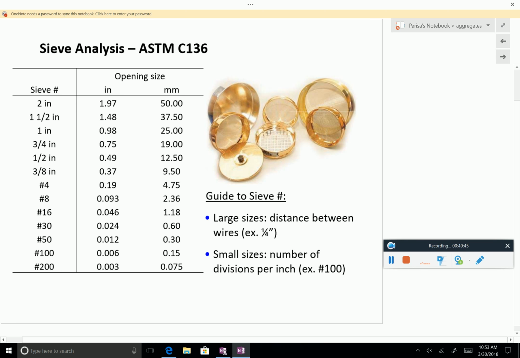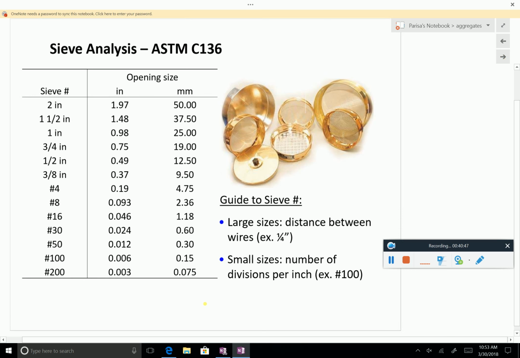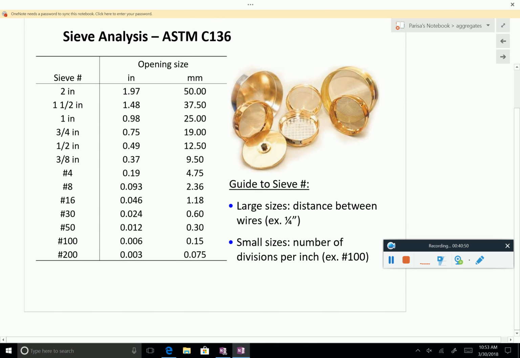And if you are taking soil mechanics, you have seen this before. You have sieve analysis, again ASTM, American Society for Testing and Materials, a procedure to do that. And here you can see the sieve numbers and opening sizes in both inch and millimeter. And the number pretty much says how many openings you have in 1 inch. Those are how they look like.